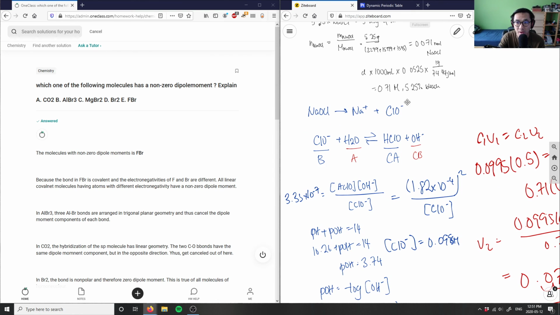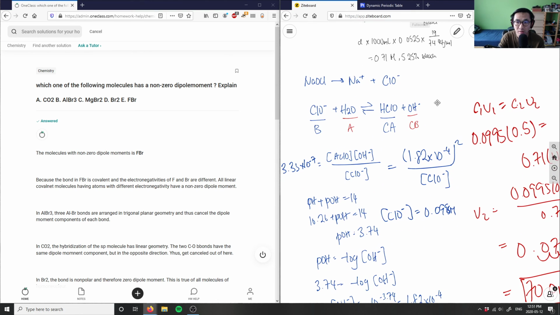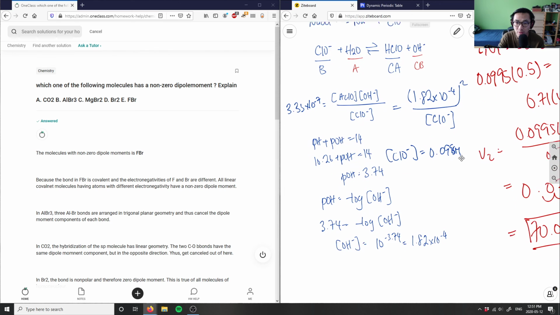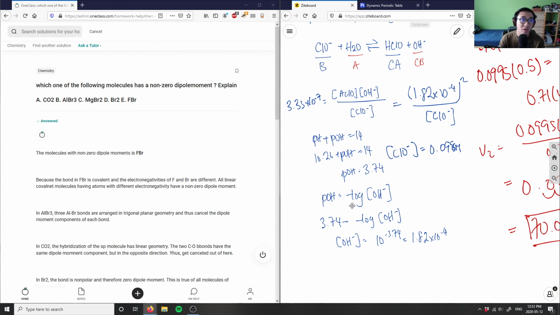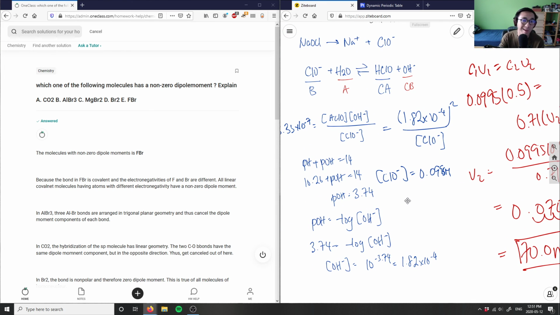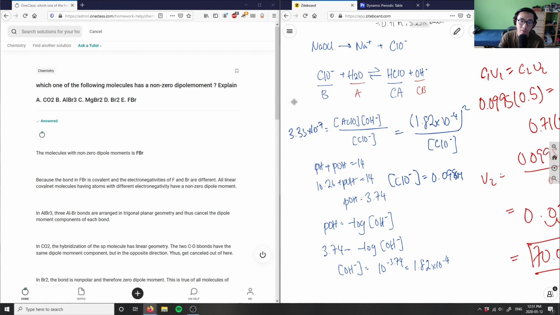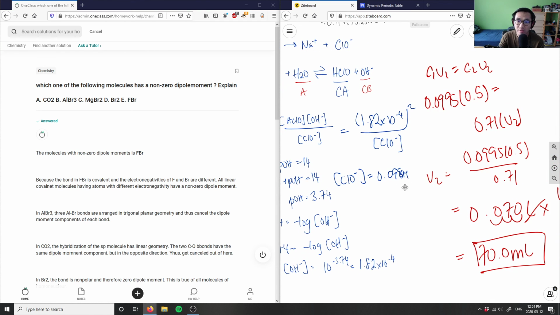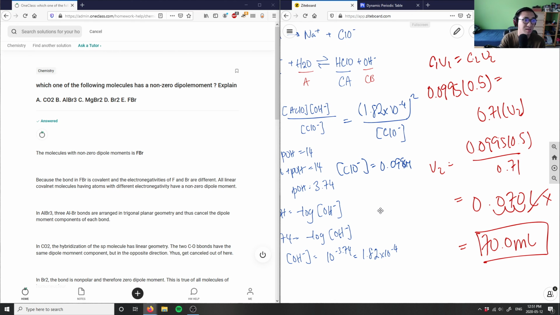You have to write the ionization equation here and also our equilibrium equation as well. And then from our pOH, we have to work backwards to solve for a concentration of our hydroxide ion, and then figure out our Kb from our Ka value that's given, and then plug it into our equilibrium constant equation to solve for the concentration of hypochlorite. And then given that, we can use our relationship between concentration and volume to figure out what volume was needed in the first place.